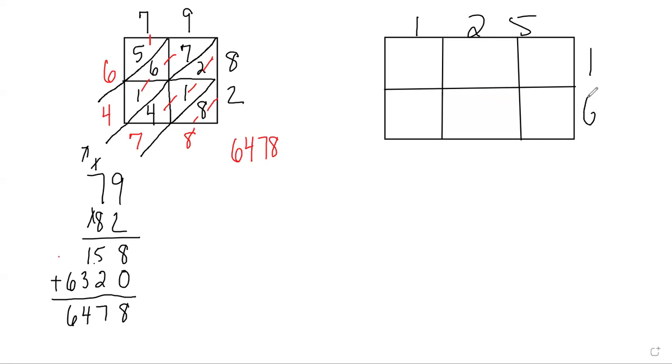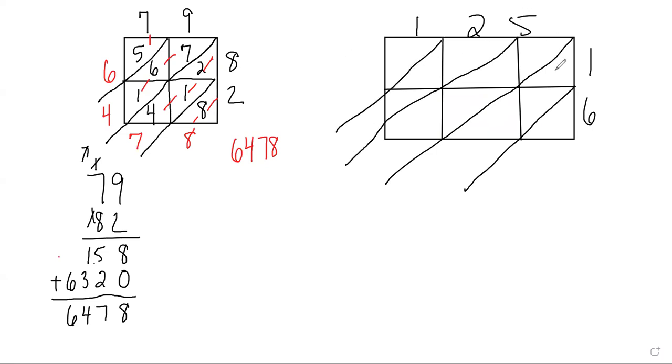again, I'm going to cut my boxes diagonally. And then I'm going to go through and multiply. So 5 times 1 is 5. So there's no tens here, so I'm going to put down a 0 because there's nothing in the tens place. 5 times 6 is 30. 2 times 1 is 2. 2 times 6 is 12. 1 times 1 is 1. 1 times 6 is 6.